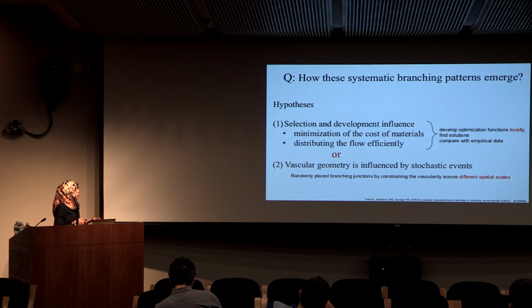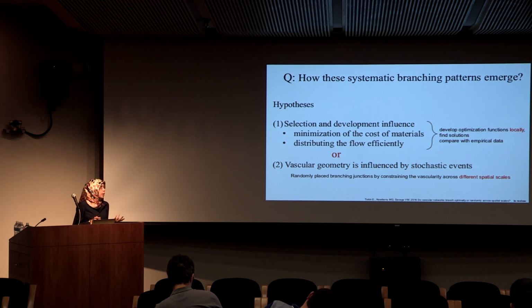And because we have these systematic patterns, we ask the question of how they emerge. We have two different hypotheses. The first one is from an evolutionary perspective: we hypothesize that selection and development influence the vascular geometry. Maybe the minimization of the cost of materials, or distributing the flow efficiently, leads to these branching geometries. For these optimization principles, we develop optimization functions locally and find a solution, and compare with our empirical data to see if they actually match.